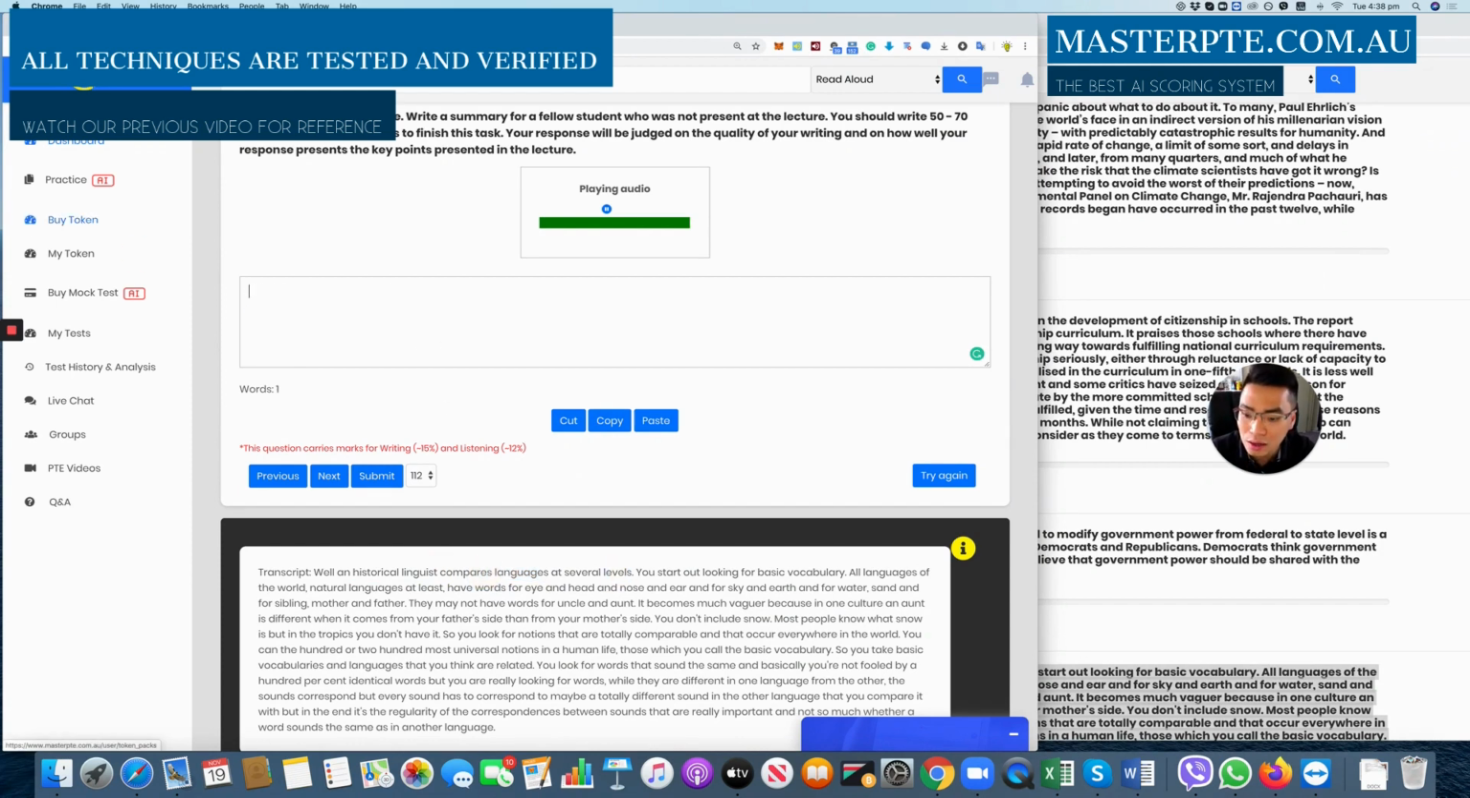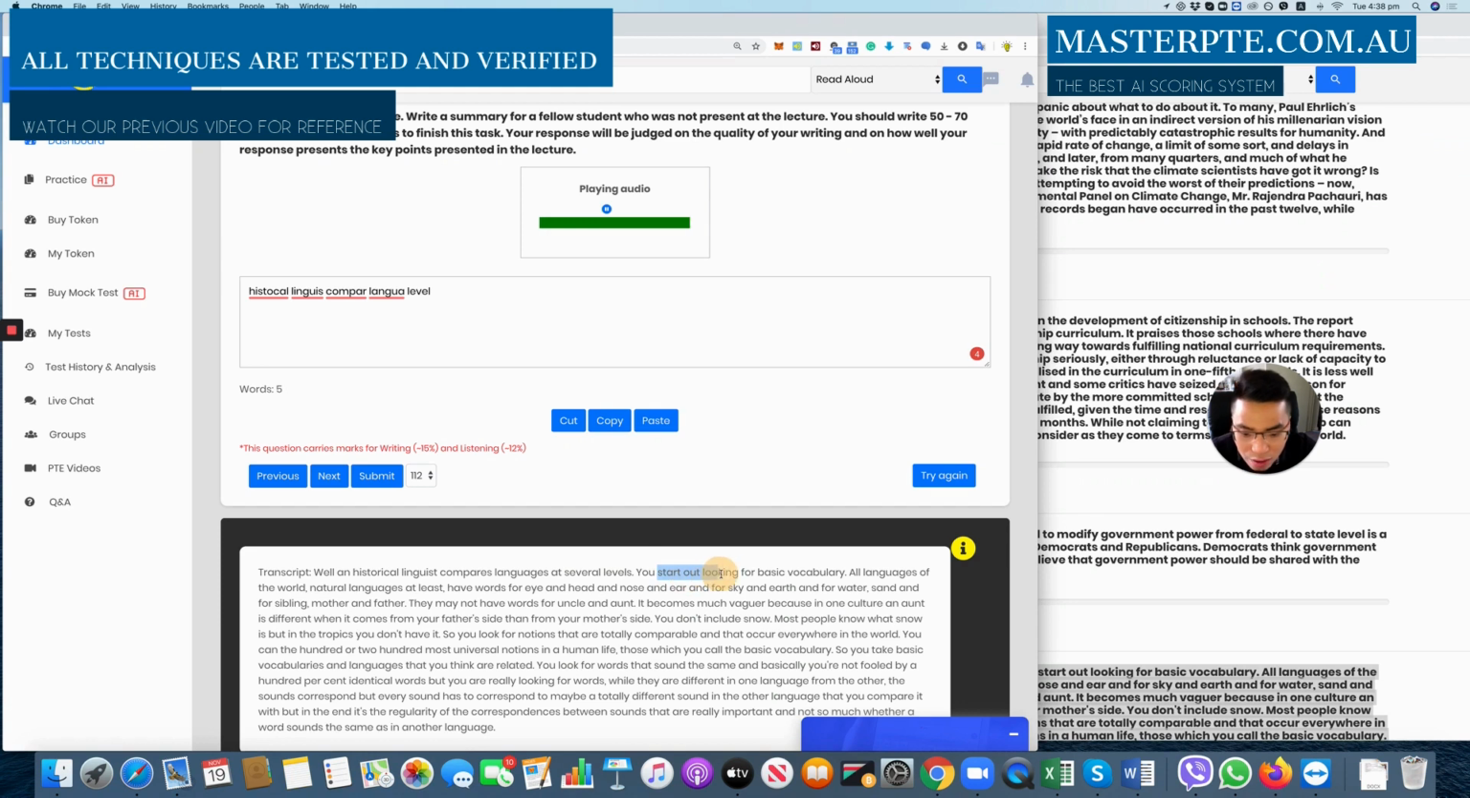So I write down historical. Just do it really quick. Don't worry about the spelling. Level, write that down. Now the next sentence, they said you start out looking for basic vocab.